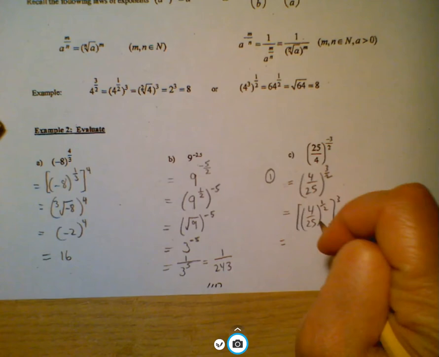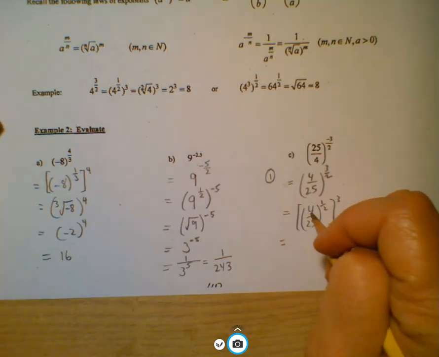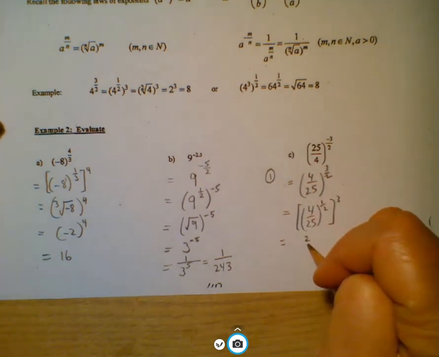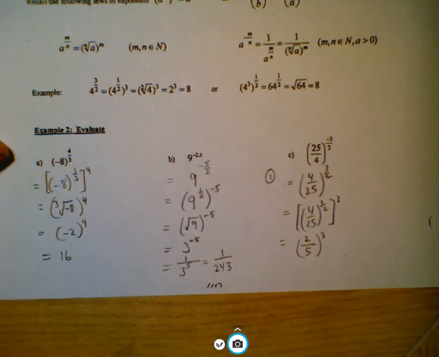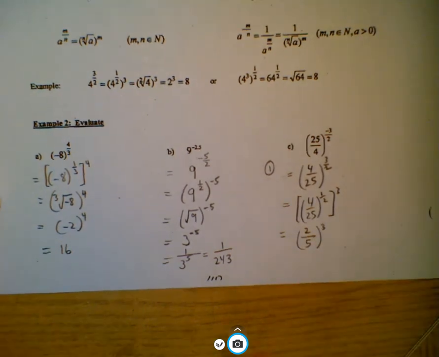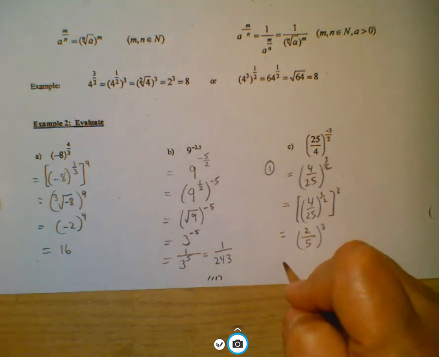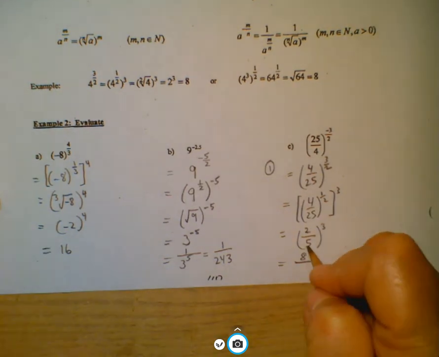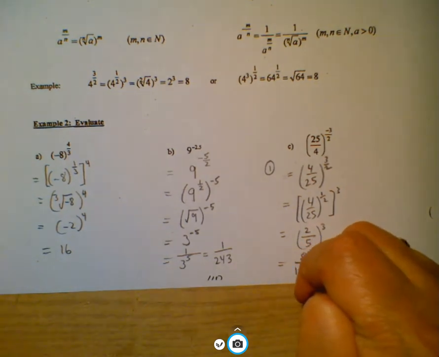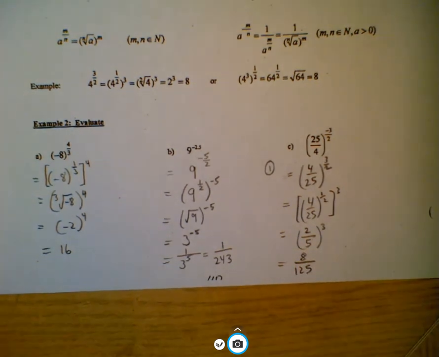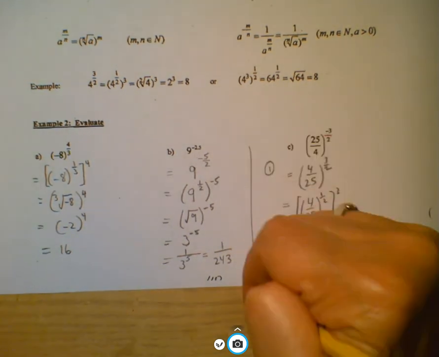Now, exponent 1/2 is the square root. So the square root of 4 is 2, and the square root of 25 is 5. So I have this. And now that's 2 cubed, which is 8, over 5 cubed. 5 times 5 is 25, times another 5, 125. Okay, so that's method 1.